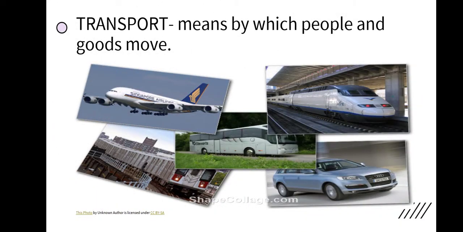Now, transport. It is the means by which people and goods move. In the early days, people had to walk and used animals to carry goods. With the passage of time, different means of transport developed. Modern means of transport thus save time and energy. Transport consists of four ways to move or carry people and goods, that are roadways, waterways, railways, airways.